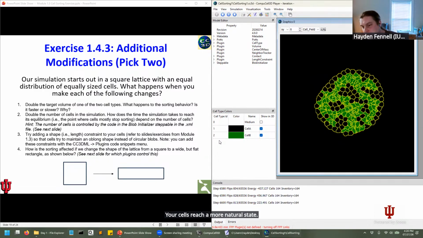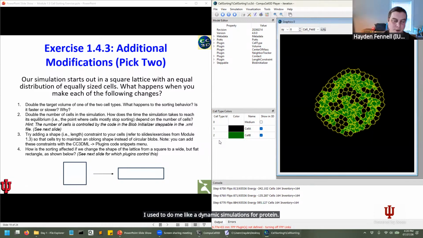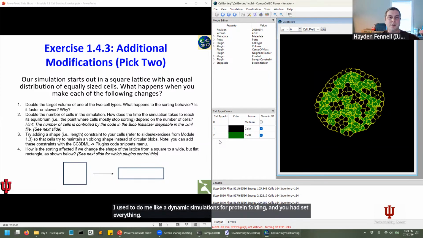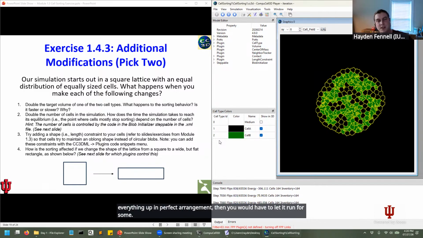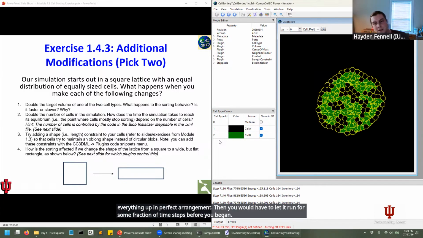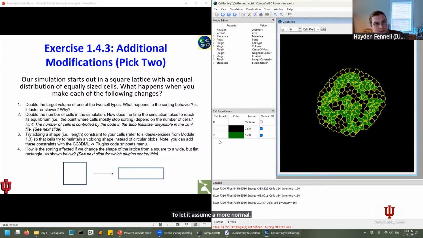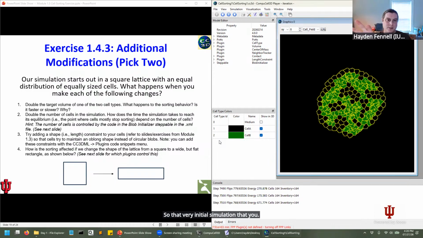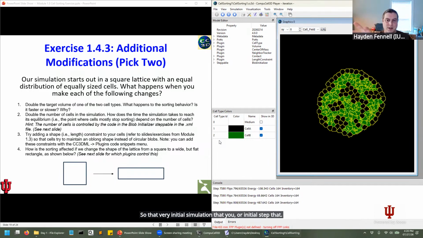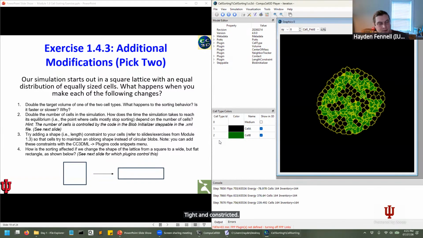I used to do molecular dynamics simulations for protein folding, and you would set everything up in perfect arrangement, and you would have to let it run for some fraction of time steps before you began the actual production run, to let it assume a more normal configuration. So that very initial step is usually very tight and constricted because everything is exactly configured.